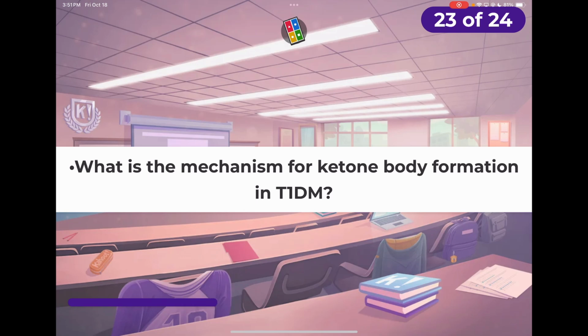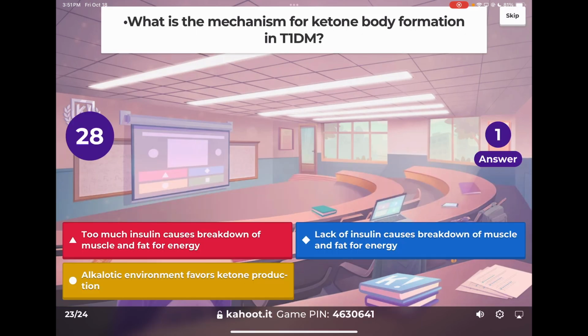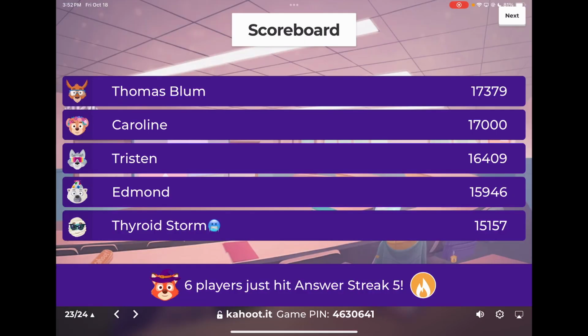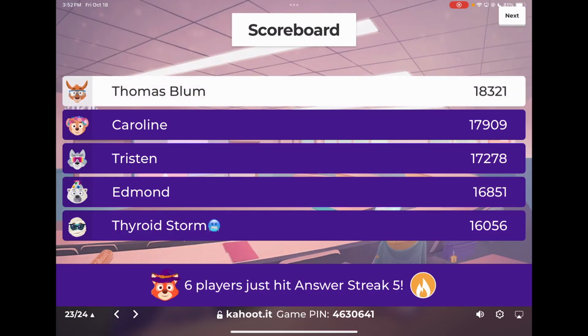Okay, last two. What is the mechanism for ketone body formation with type 1 diabetes? In order for ketones to form, what must not be present? Insulin. You can't have any insulin. So lack of insulin causes breakdown. Well, yes, carbs cause the insulin to rise, but yes.